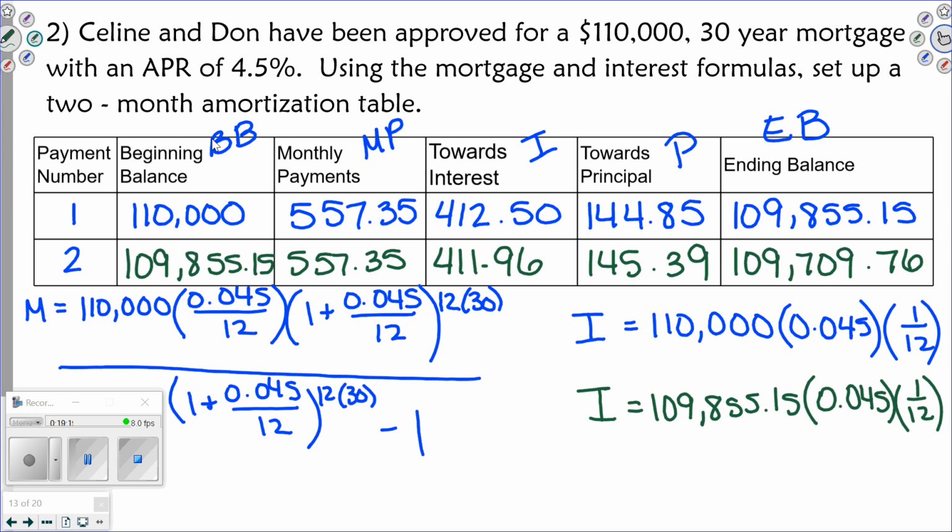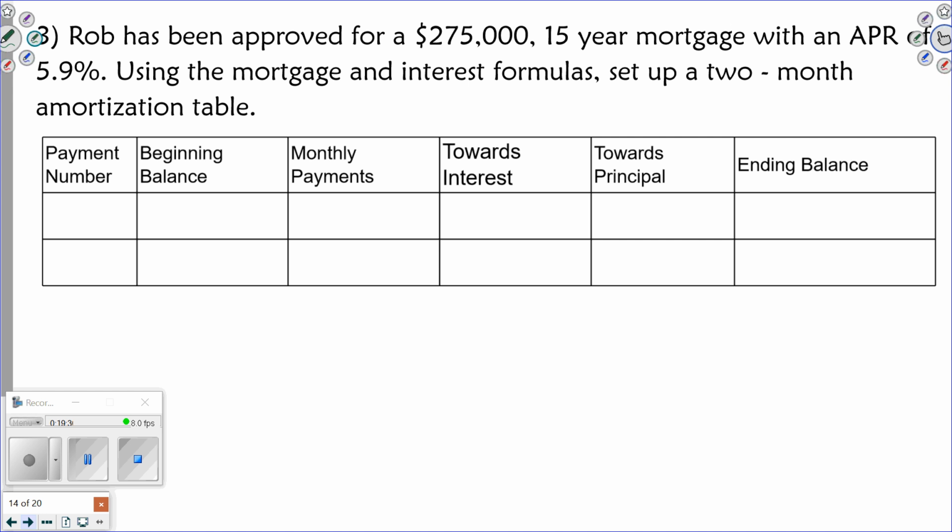All right. So as you continue on, what happens to the towards interest numbers? And the numbers for towards principal? Goes up. Good. All right. Are we okay? Or can I move on to something slightly different?